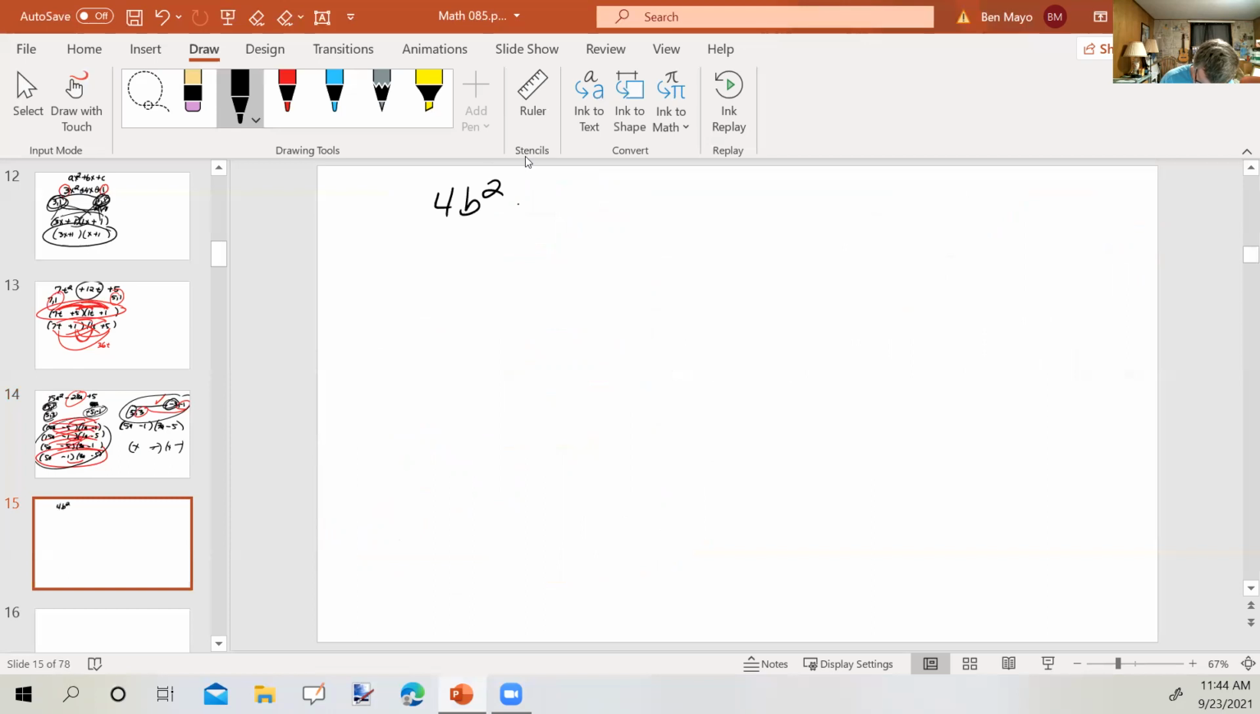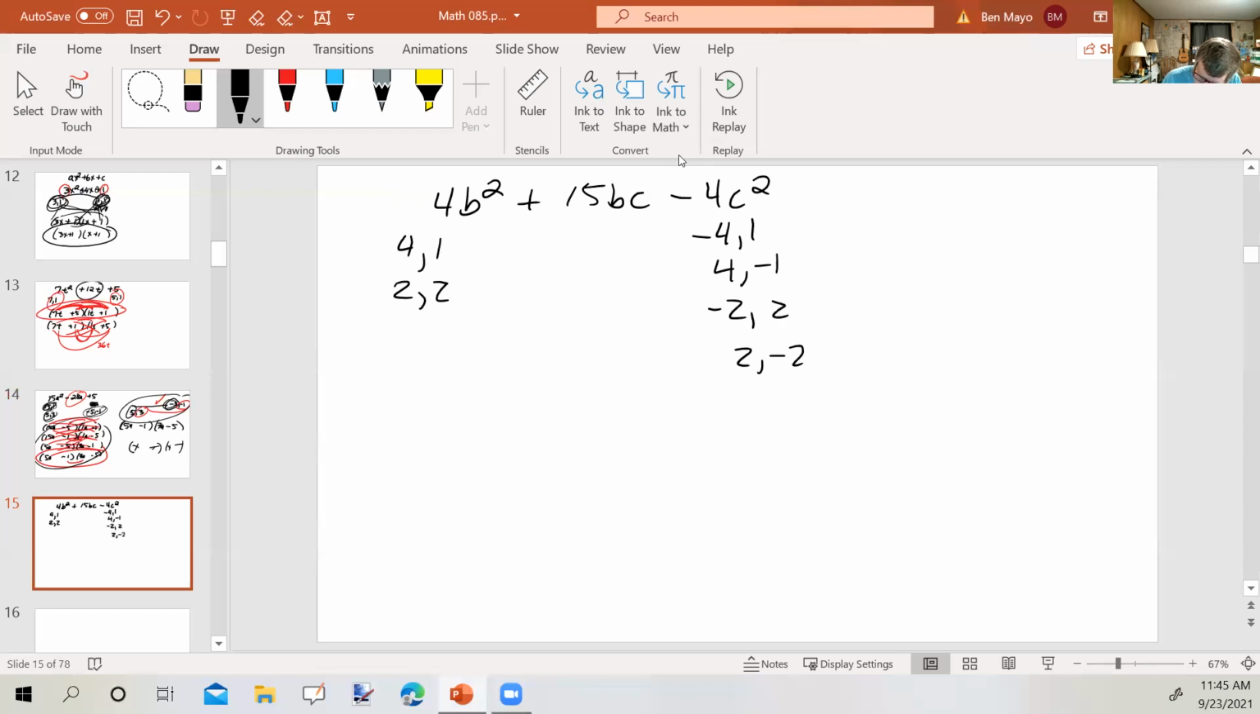4b squared plus 15bc minus 4c squared. So I've got 4 and 1, 2 and 2, negative 4 and 1, 4 and negative 1, negative 2 and 2. Well, 2 and negative 2 would actually be the same as that one, so we don't need it. Okay. So I've got 2 different sets of possibilities at the front and 3 different sets of possibilities at the rear, but again, in different orders. So again, I'm going to do it the long way. These are all the possibilities.